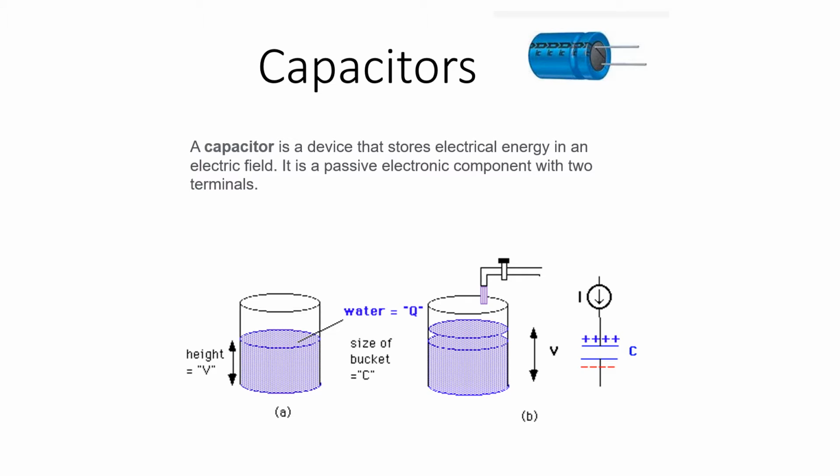so that once a designer, a circuit hobbyist, or a student of engineering college watches this video from starting to ending, I'm dead sure he will be very confident in his understanding of capacitors. So first, the definition: a capacitor is a device that stores electrical energy in an electric field, and it is a passive electronic component with two terminals.